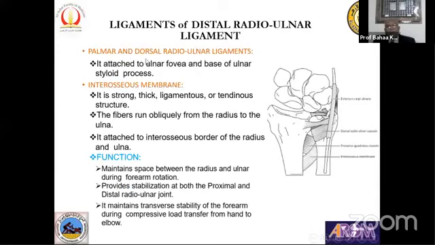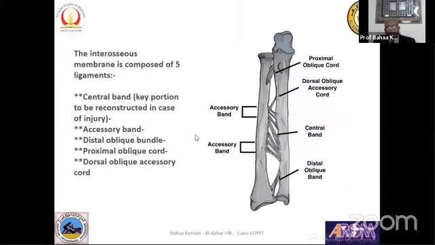The ligaments are the palmar and dorsal radioulnar ligaments. They are attached to the ulnar fovea and the base of the ulnar styloid, while the interosseous membrane is in a part here. That is why we do an angiogram, not passing this part. Its function is maintaining the space between the radius and the ulna during forearm rotation. It's a very important part, providing stabilization at both the proximal and the distal radioulnar joint.